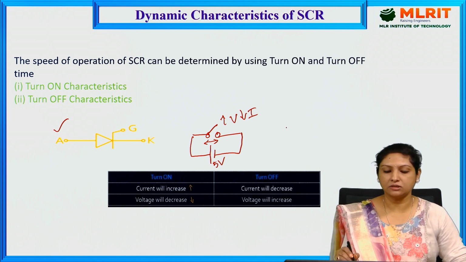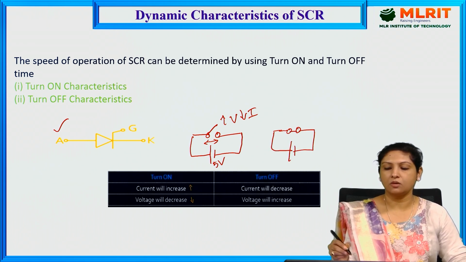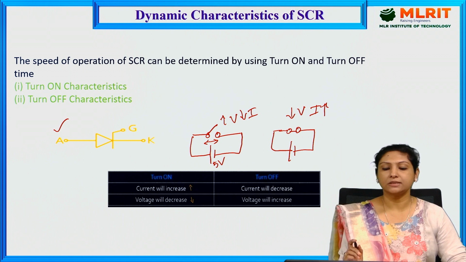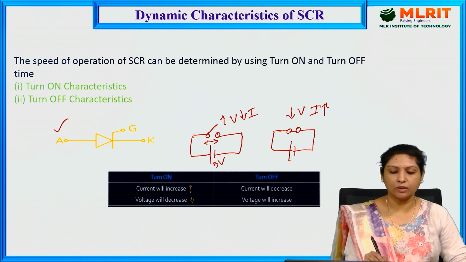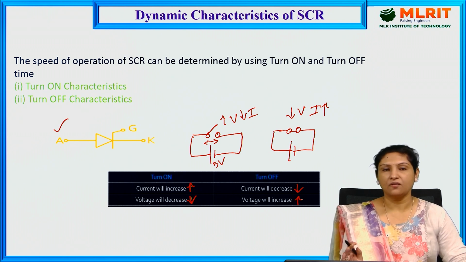And if you consider turn-on, it acts as a short circuit, and whatever voltage we apply, the voltage will be less and the current starts increasing. That means during turn-on time, the current will increase and voltage will decrease, whereas during turn-off time, current will decrease and voltage will increase. In order to understand this, firstly, we need to understand this simple thing first.